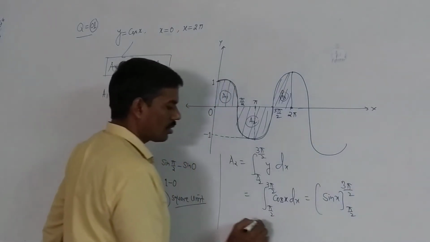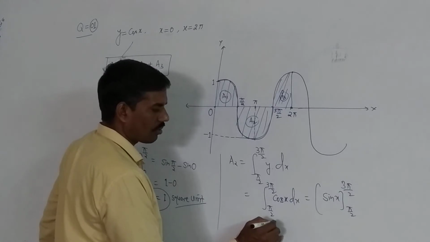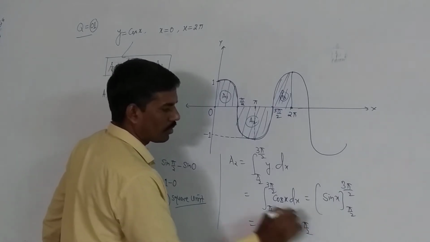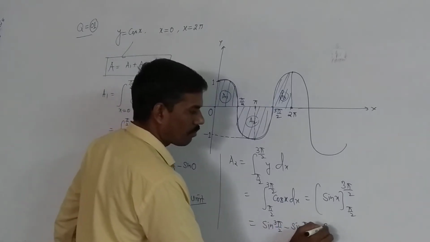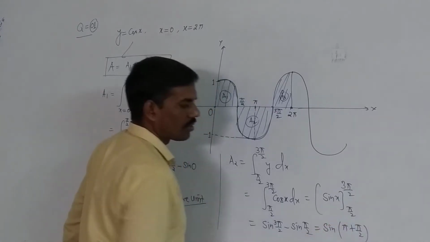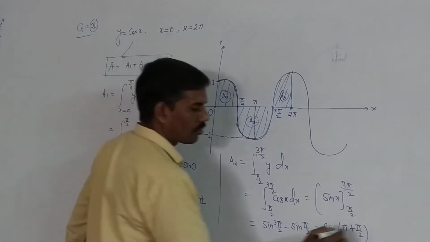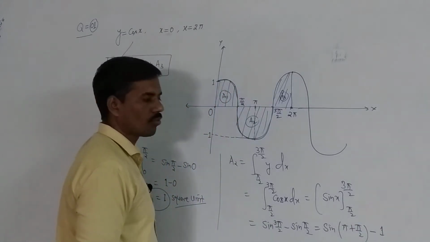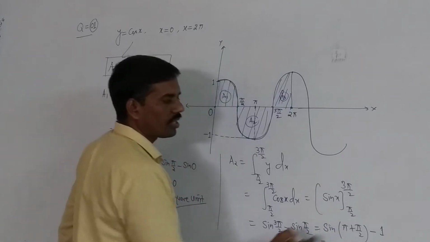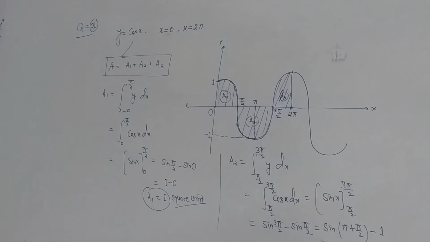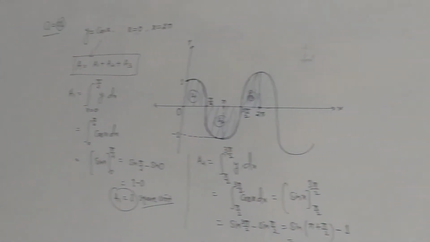On substituting the limits, we get sin 3 pi by 2 minus sin pi by 2. We know that 3 pi by 2 means pi plus pi by 2, and sin pi by 2 is 1. This is equal to sin of 180 plus theta. Sin of 180 plus theta means the angle lies in the third quadrant.